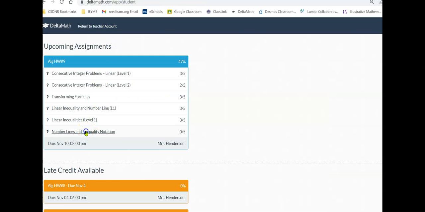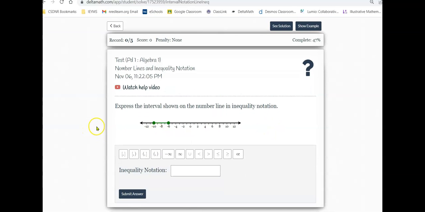Okay, last topic. Express the interval shown on the number line in inequality notation. Inequality notation means I need to use one of these 4 symbols. Okay? So, I am any number that is in this green area. So negative 10 is the lowest I can be, negative 6 is the highest I can be. So I need to be in between. So I need 2 symbols that are facing the same way.